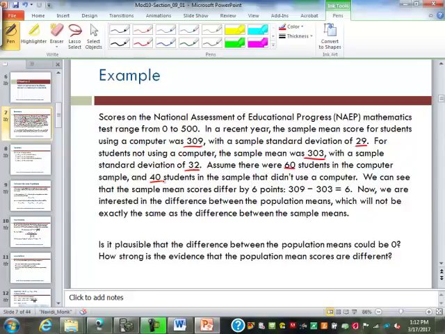We can see that the sample mean scores differ by 6 points. 309 was the mean with the computer, 303 was the mean without, the difference is 6. Now we are interested in the difference between the population means, which will not be exactly the same as the difference between the sample means. Remember, this is a point estimate.